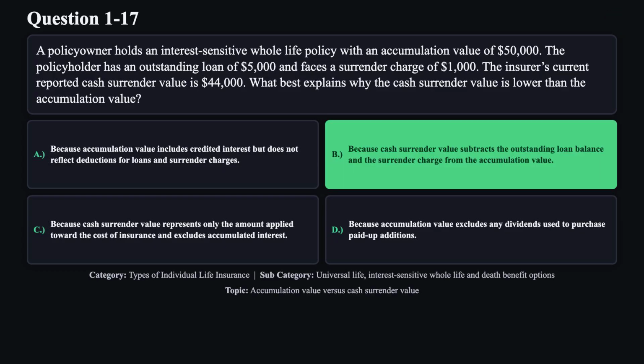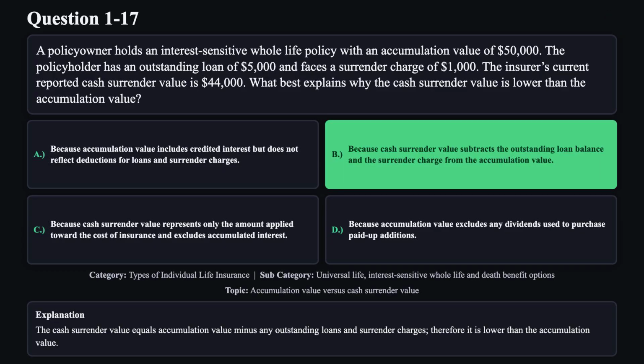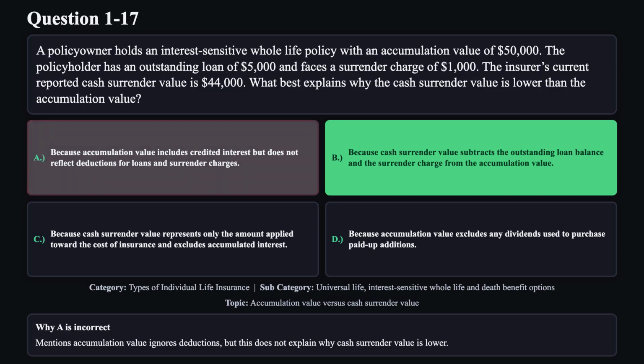The correct answer is B. The cash surrender value equals accumulation value minus any outstanding loans and surrender charges. Therefore, it is lower than the accumulation value. Reason A is not correct. Mentions accumulation value ignores deductions, but this does not explain why cash surrender value is lower.